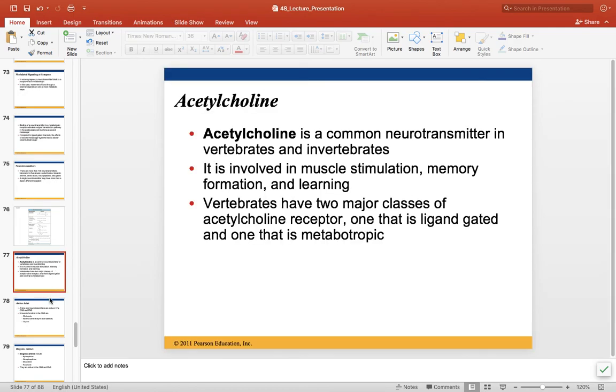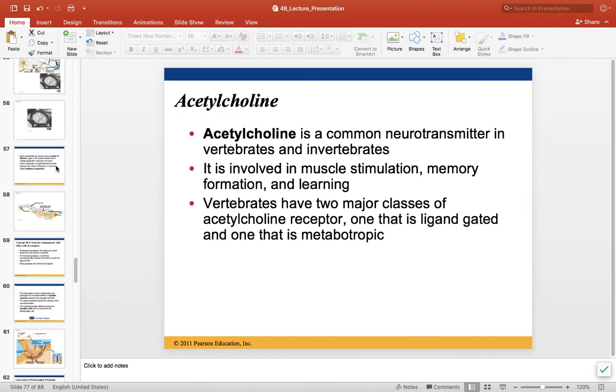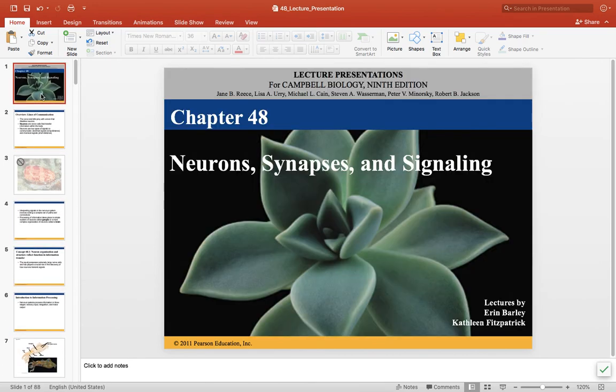So these last few slides here give you just some examples of what those neurotransmitters are used for in different organisms. All right, that is it for chapter 48.